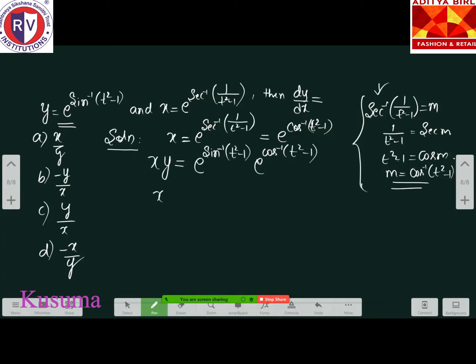Okay. Now, since the bases here are e, we can add the powers, right? This will be e to the power of sin inverse t square minus 1 plus cos inverse t square minus 1. Now tell me, what is sin inverse t square minus 1 plus cos inverse t square minus 1? What is the value of it? Anybody?